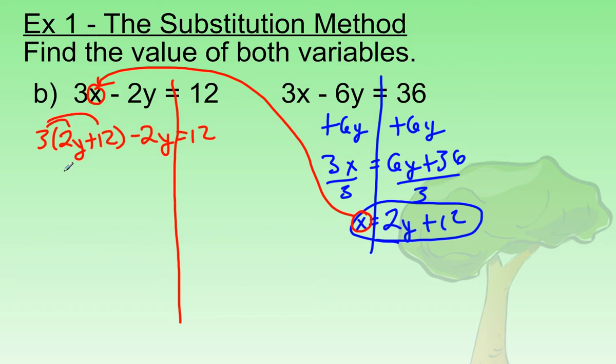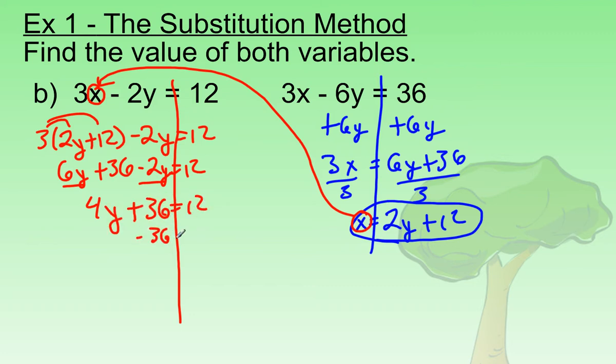So distribute: 6y plus 36 minus 2y equals 12. Combine like terms: 4y plus 36 equals 12. Subtract 36. And yes, I'm going a little bit quickly in my solving of the equation because it's kind of old stuff by now. Hopefully you have a good understanding of how to solve an equation. That's negative 24. Divide by 4 on both sides, and y equals negative 6.